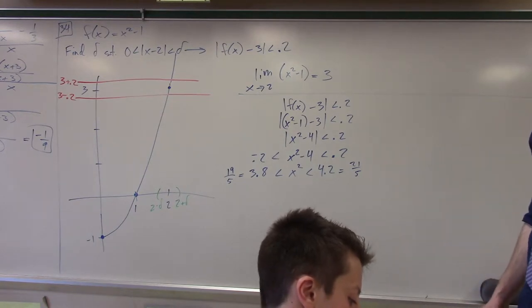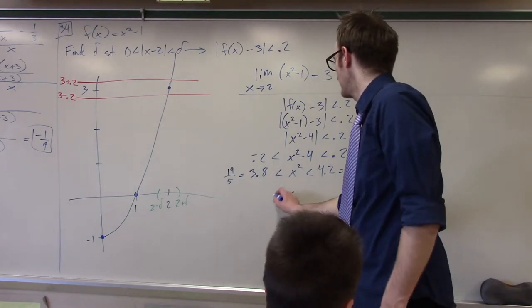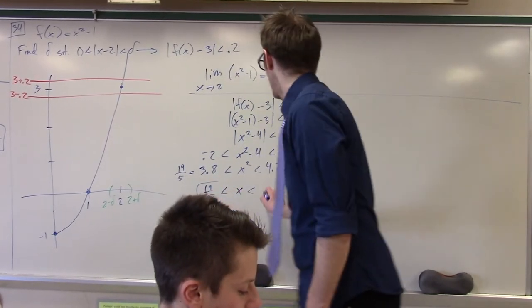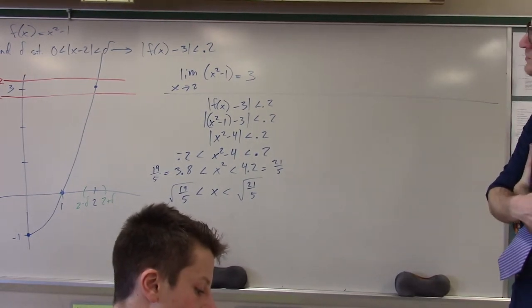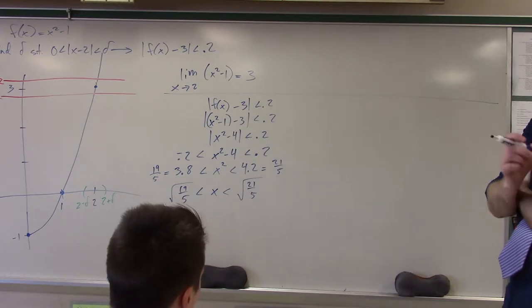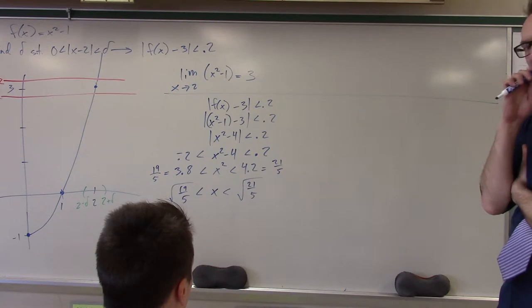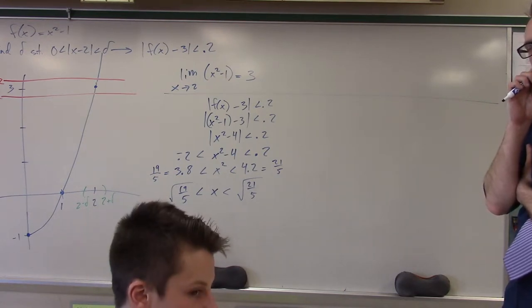Just take the square root of that. So this will be true whenever x is between root 19 fifths and root 21 fifths. But it can only be one of them. Kind of disgusting a little bit, right? Just a little. So then it can only either be square root 19 fifths away, or square root 20 fifths away.